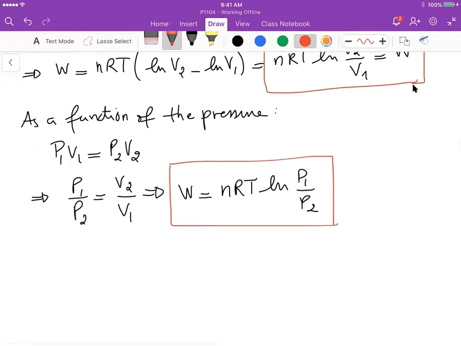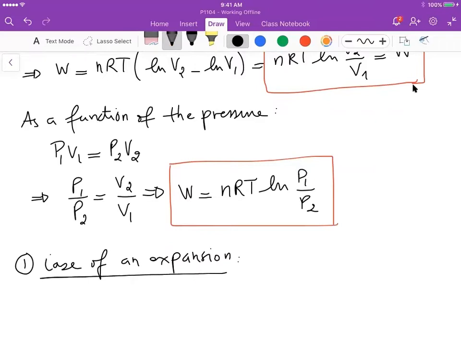And so let's just check, meanwhile, the case of an expansion or the case of a compression. So let's take number one, the case of expansion, according to what we have. So in the case of an expansion, when we have an expansion, it means that V2 is greater than V1, right? Which means that the ratio V2 over V1 is greater than 1.